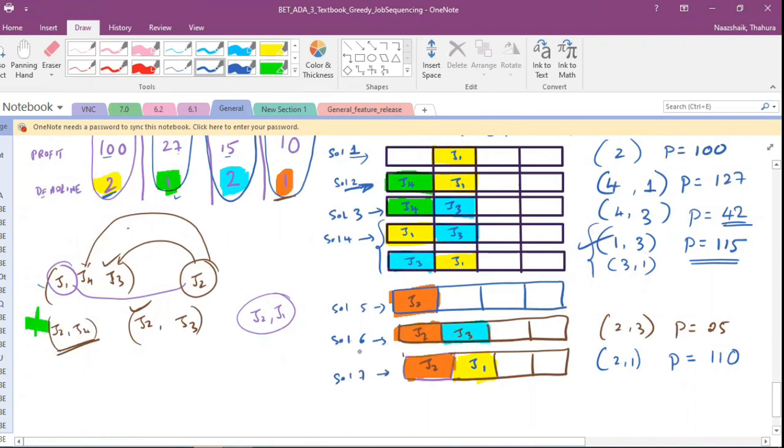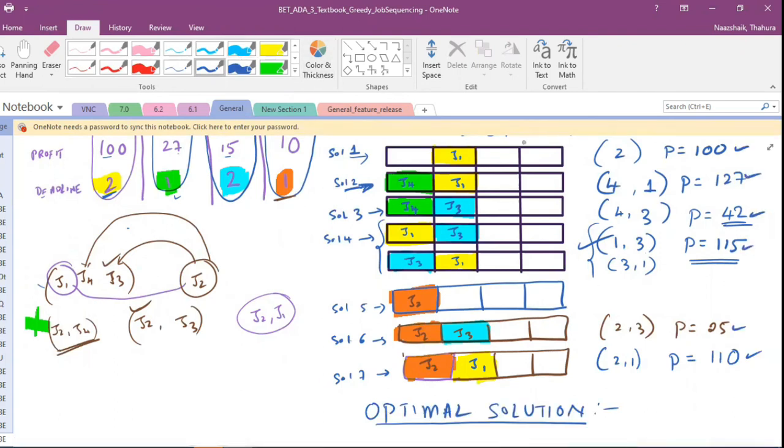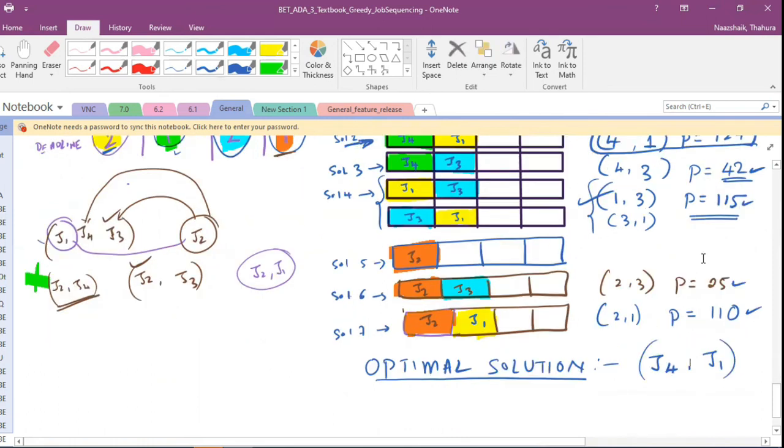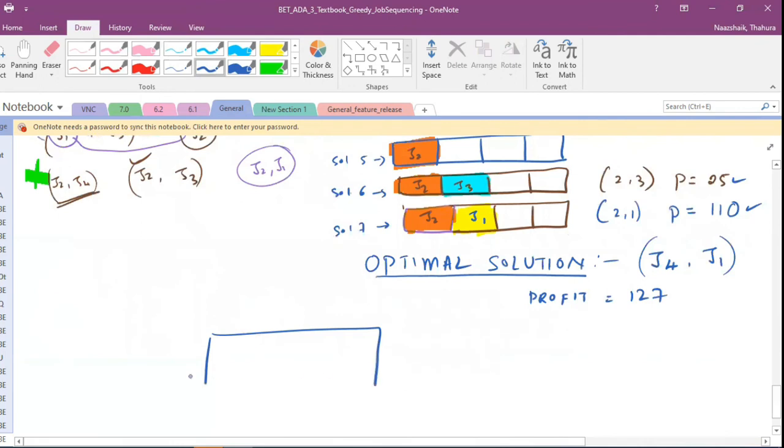Right? Now tell me which one is the optimal solution. This one, right? 127. This is highest. So which combination is the optimum solution? Doing job 4 and then job 1, right? And then the profit for that is 127, right?